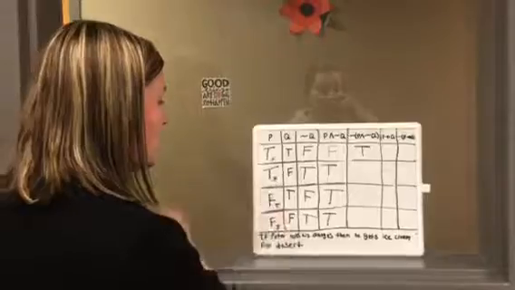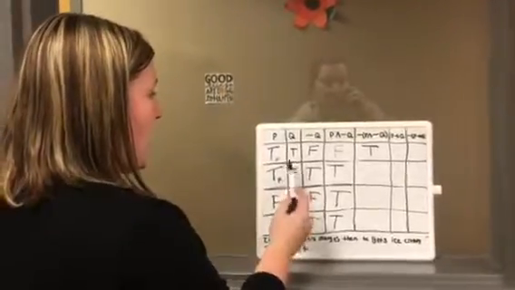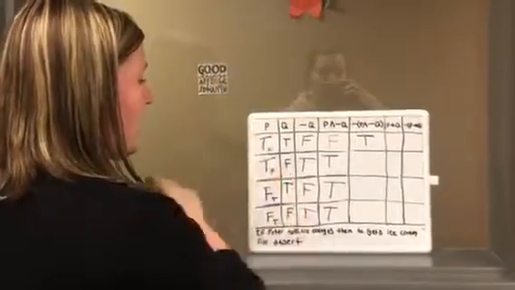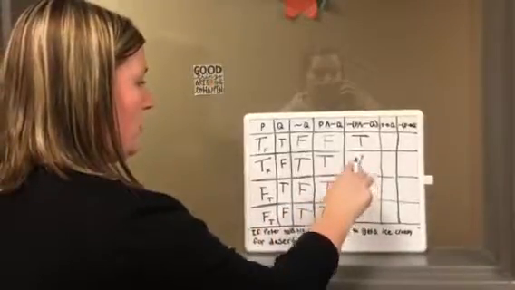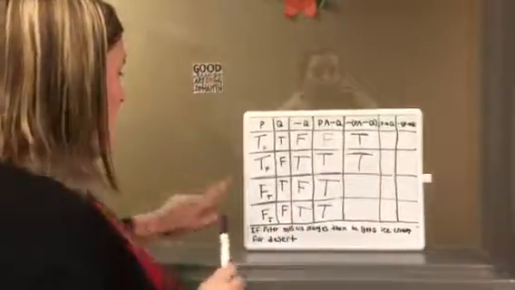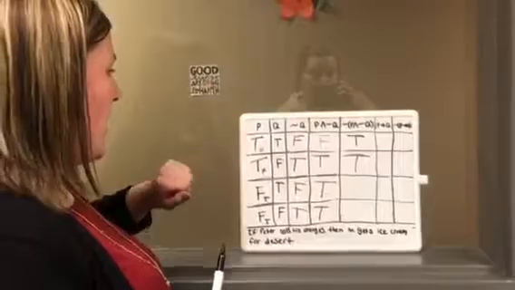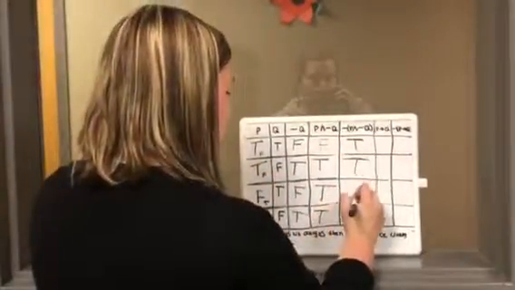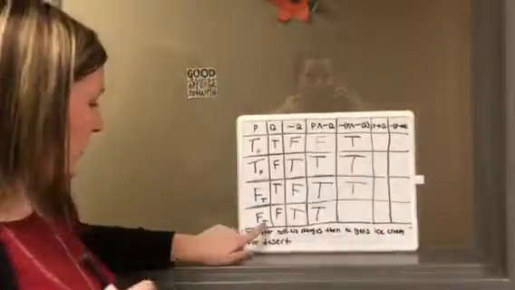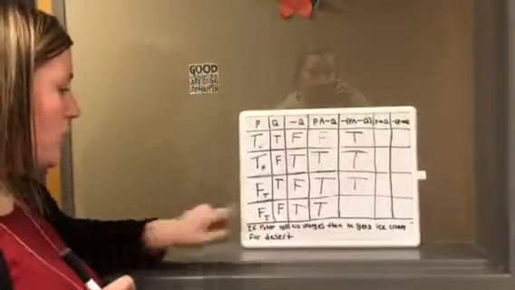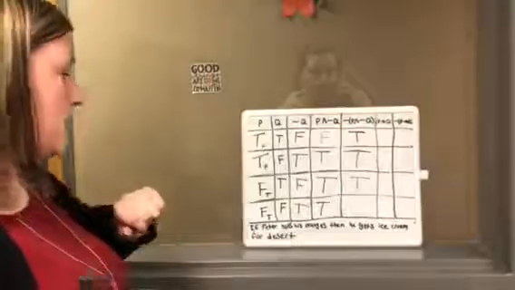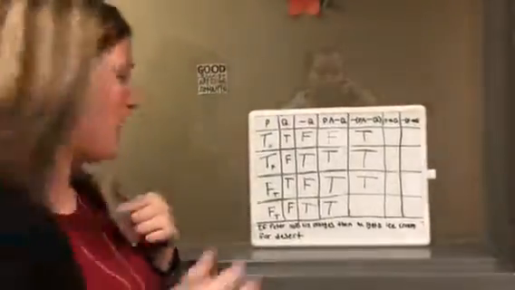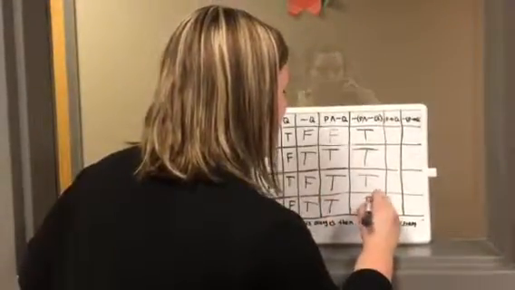If Peter doesn't eat his oranges, and if he doesn't get ice cream, then again, we've lived up to what we said. If Peter eats his oranges, and we give him ice cream, then again, we're right. But here we go. If Peter eats his oranges, but we don't give him ice cream, then we are in the wrong. So this one we know is going to be false.